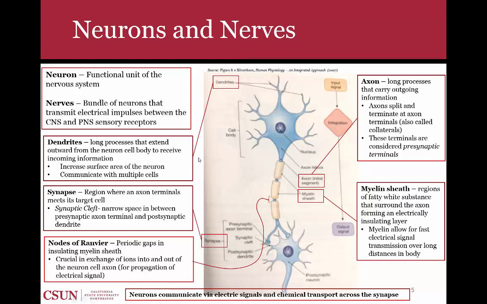A couple of things that you might have seen in high school physiology. Dendrites are long processes that extend from the neuron cell body. So this is the neuron cell body. This is the nucleus. These here are called dendrites. These allow the cell to communicate with various other cells and various other types of cells as well. They increase the surface area of the neuron, and they help communicate with multiple cells.